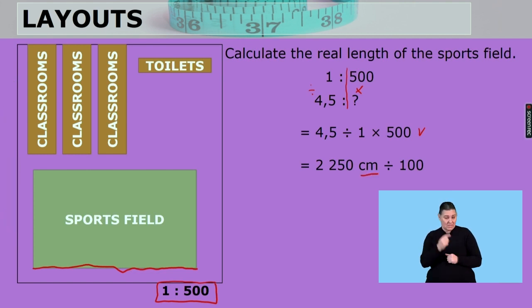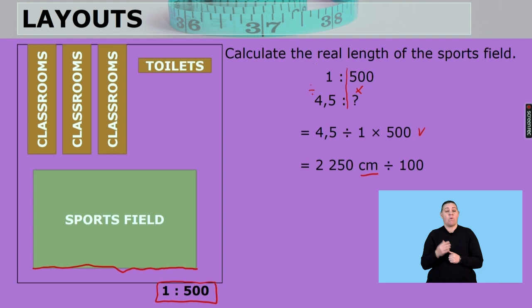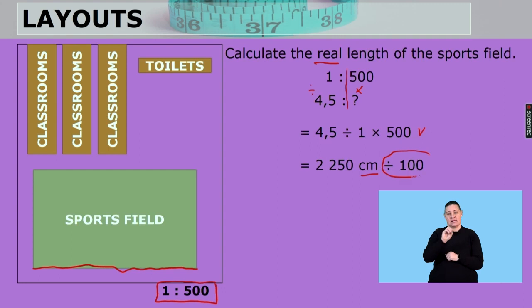Now, if you think about this particular layout, we're not actually measuring things in kilometers. We're trying to find the real length of a sports field. A sports field is not necessarily going to be in kilometers. Its best unit of measurement is meters. That's why I chose to divide by 100. So dividing by 100, we end up with 22.5 meters. Nice work.